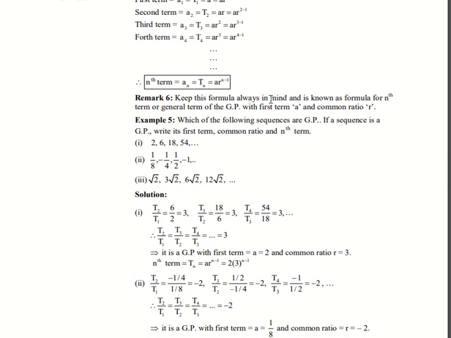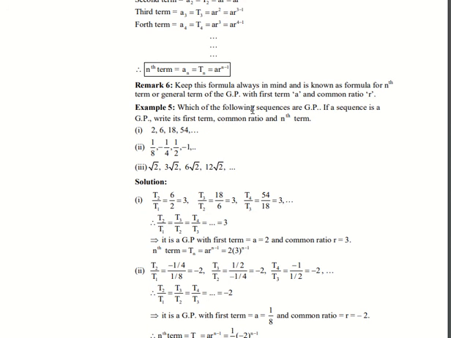Anyway, we move on to remark 6. What do they say? Keep this formula always in mind, known as the formula for the nth term or general term of a GP, with the first term a and common ratio r. Alright, which of the following sequences are GP? If a sequence is GP, then write the first term and the common ratio.